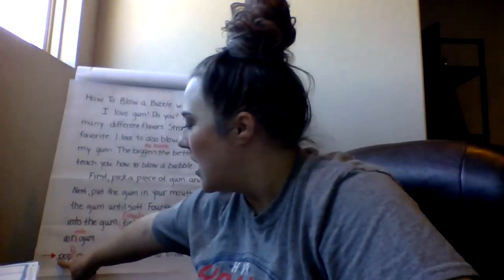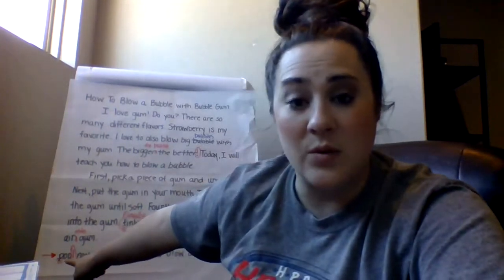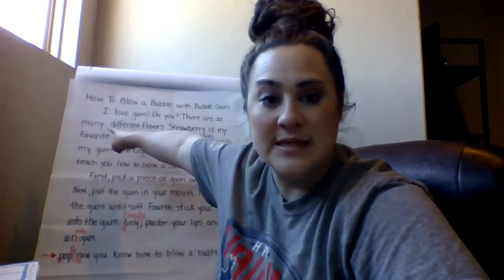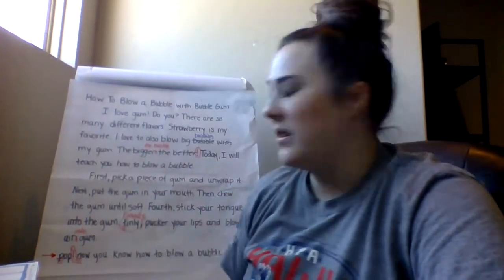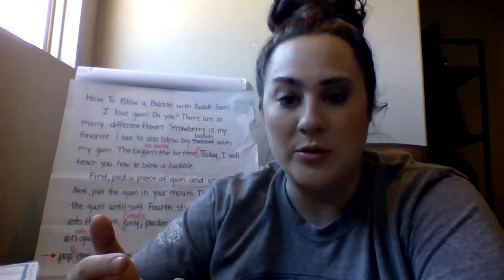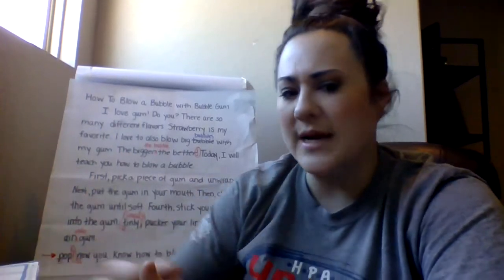Now look, I forgot to indent. So my red arrow is indicating that when I go back and publish this, that this too needs to be indented like my first 2 paragraphs. So I'm starting it with pop. Now you know how to blow a bubble. And I might add 2 or 3 more sentences to summarize everything.